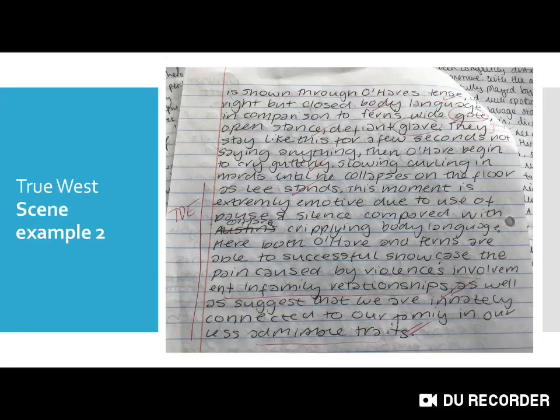Then O'Hare begins to cry. I think it says guttily there, showing slowly curling inwards until he collapses on the floor as Lee stands. This moment is extremely emotive due to the use of pause and silence compared with O'Hare's crippling body language. Here both O'Hare and Ferns are able to successfully showcase the pain caused by violence involvement in family relationships, as well as suggest that we are innately connected to our family in our less admirable traits.